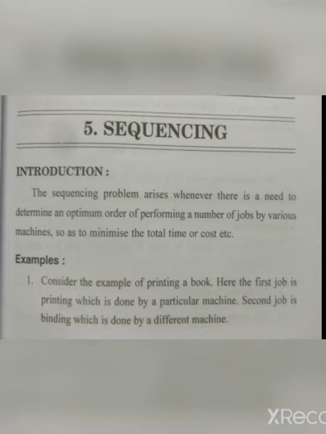Suppose we are going to type a topic, that is also for another machine. The first one is we have to type the content, the next will be printing, the next will be binding. So we have to go for etc. That means one job goes through 2 or 3 machines or 4 machines or n machines, etc. So like this, when we are doing one job, we have to minimize the total cost or time. So we have to come with this sequencing problem.